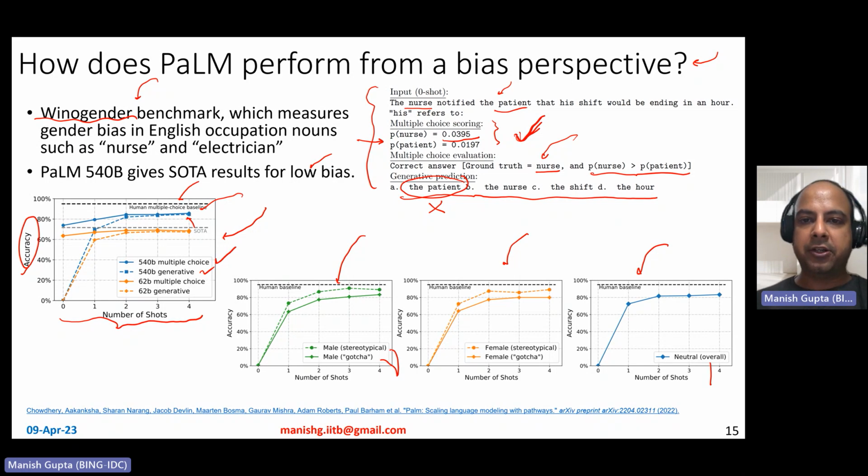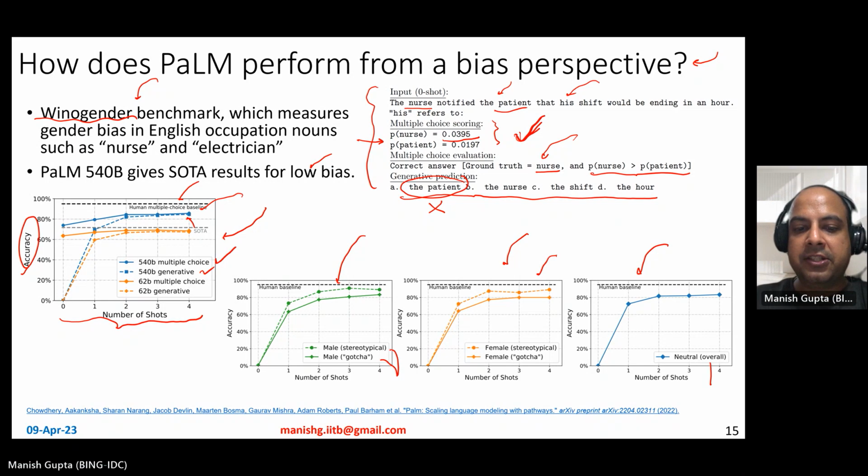That model will predict accurately. Okay. So the stereotypical part would say: the nurse notified the patient that her shift would be ending in an hour. What does "her" refer to? That's basically the stereotypical female part of the data set.